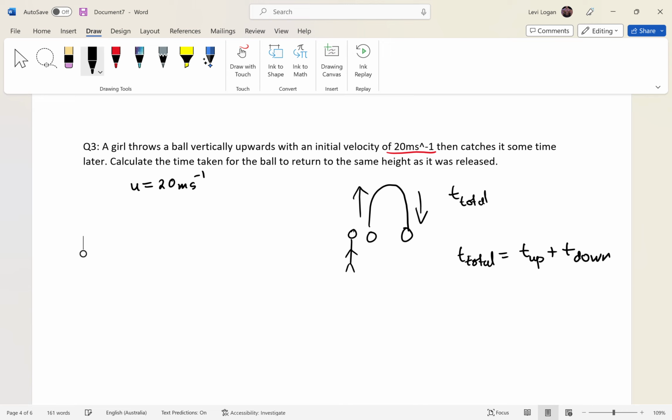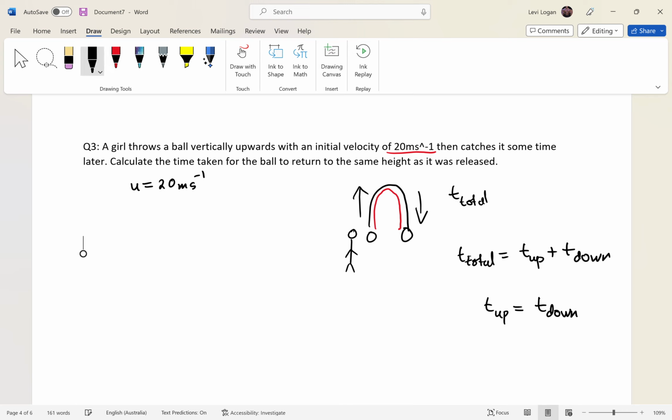Now, since we're on Earth, if you throw an object upwards, the time it takes to go up will be the same time it takes to go down, provided you're just throwing it upwards and not in a vacuum. Okay, so time up is equal to time down. So all we've got to do is work out the time it takes to go up and then times it by 2, pretty much, to find our total time.